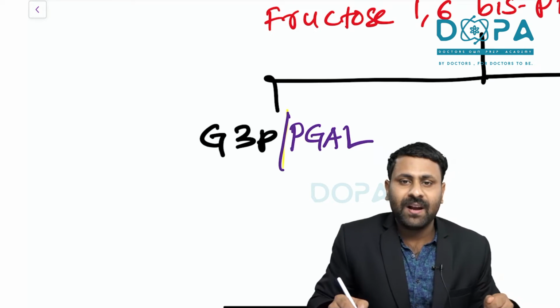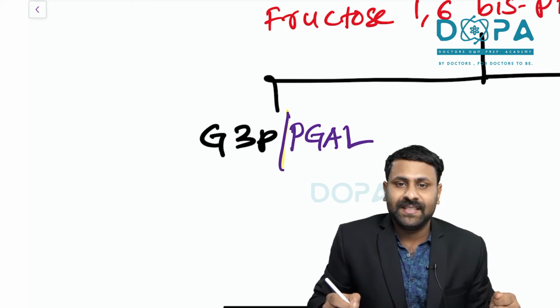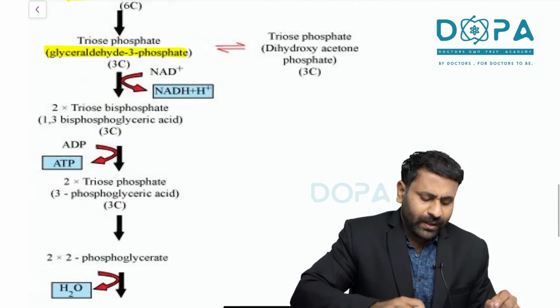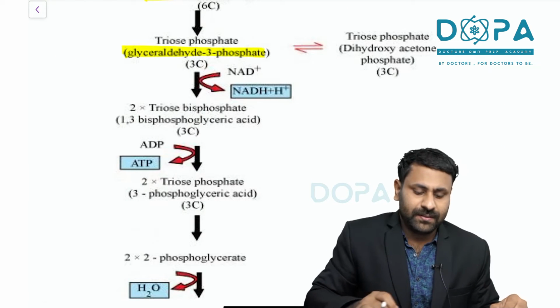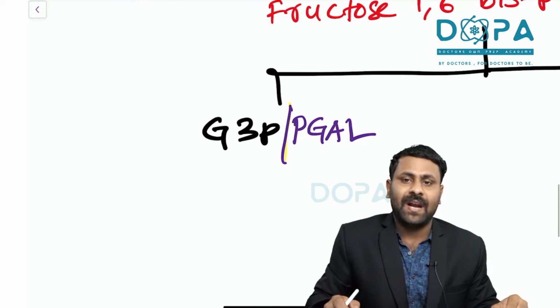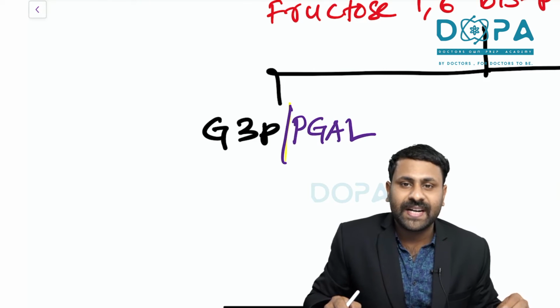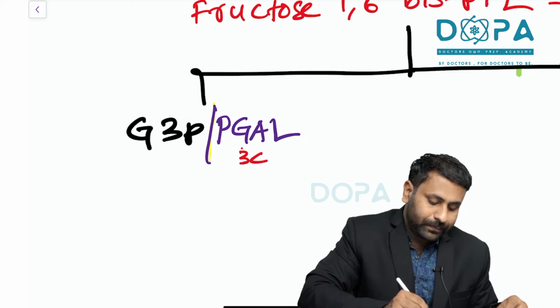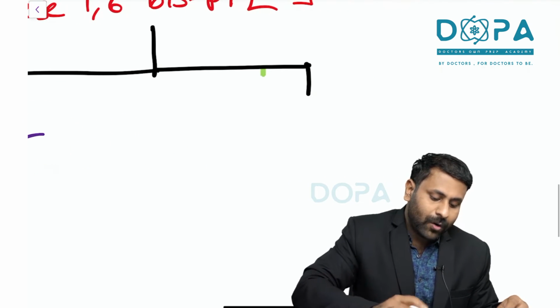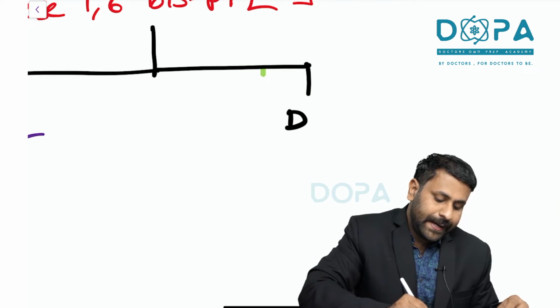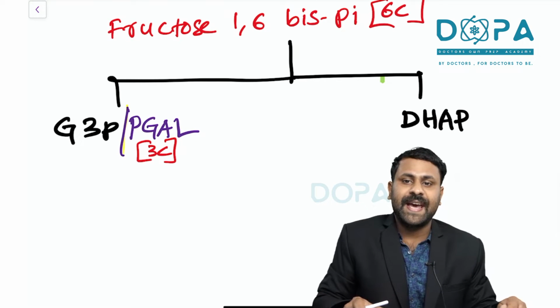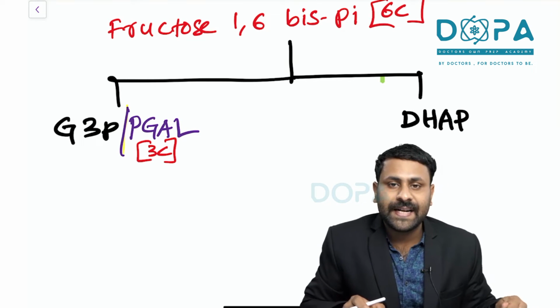What do you mean by PGAL? Phosphoglyceraldehyde. G3P means glyceraldehyde 3-phosphate. Otherwise it is called PGAL. PGAL means phosphoglyceraldehyde. It is a 3-carbon compound. The next 3-carbon compound is dihydroxyacetone phosphate, DHAP. What do you mean DHAP?